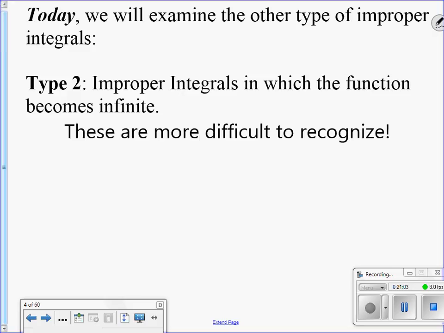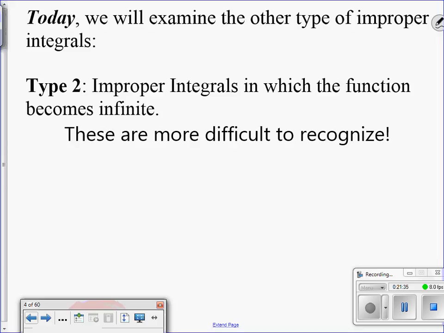All right, let's look at the second type of improper integral. The first type, the limits of integration, those are nice, easy to spot. This type, the actual function, the integrand, goes off to infinity. If you're just given the definite integral and you don't see the graph, you might not realize this. I'm going to draw pictures.